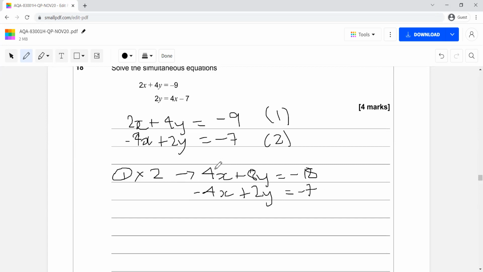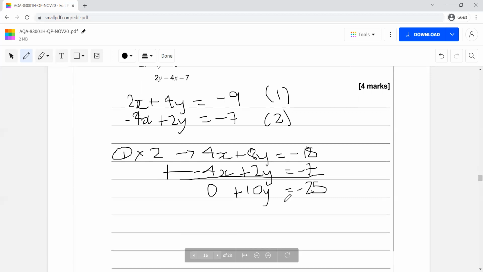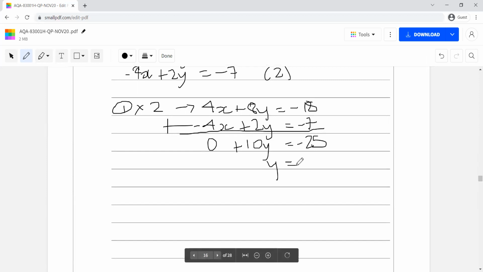Now, I'm going to add these two together. So 4x plus minus 4x is 0x. 8y plus 2y is 10y. And you have a minus 18 plus minus 7, so you have a minus 25. So our y, therefore, is equal to minus 2.5.